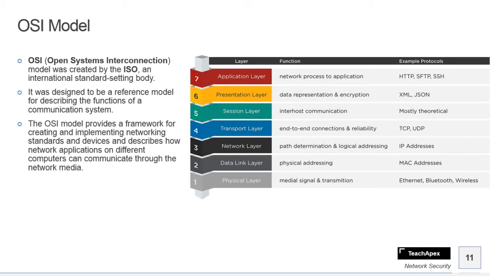Then next we have the session layer. This layer establishes the session between different machines in order to synchronize and maintain the interaction between them. The services provided by the session layer are dialog control, token management, session management, synchronization, and so on. Then we have the presentation layer, which functions for data representation and encryption, and the protocols used at this layer are XML, JSON, and so on.